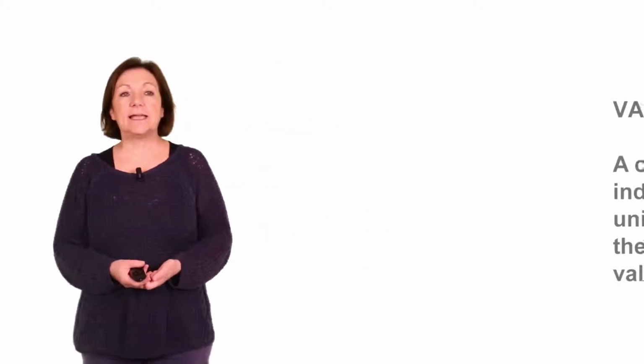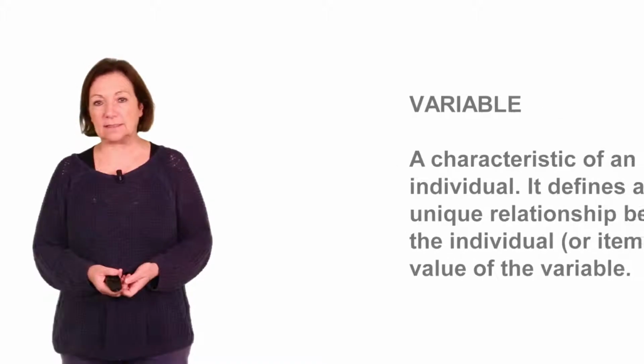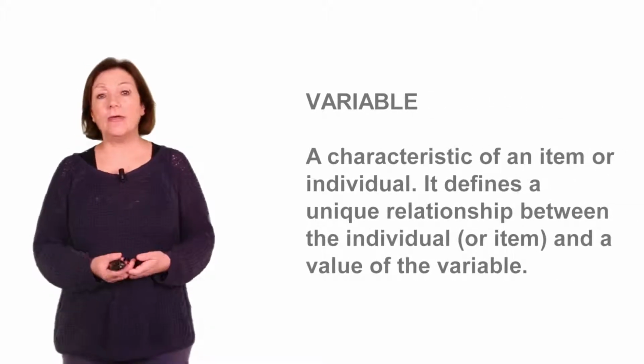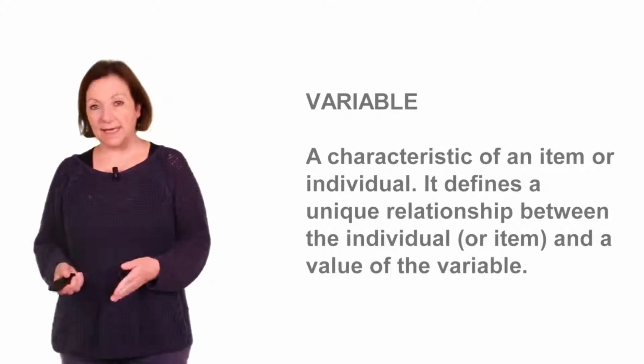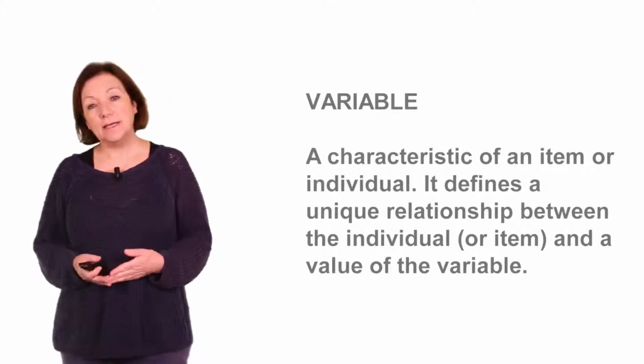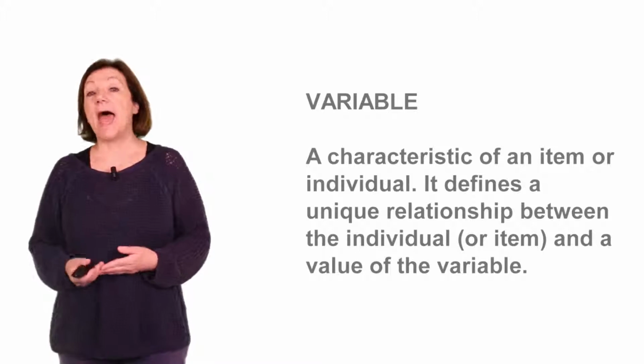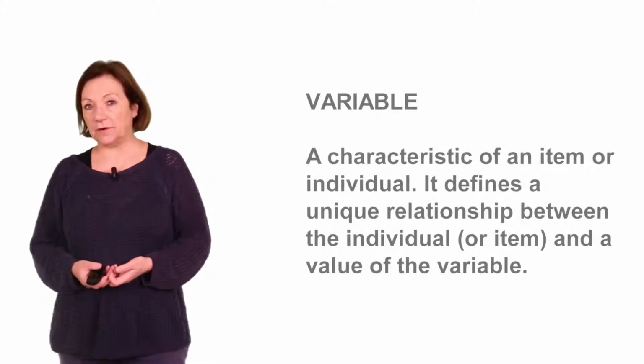Okay, so let's start then with the first definitions that we have to deal with. The first definition is the definition of a variable. As you can see, a variable is a characteristic of an item or an individual. It defines a unique relationship between the individual or the item and the value of the variable.